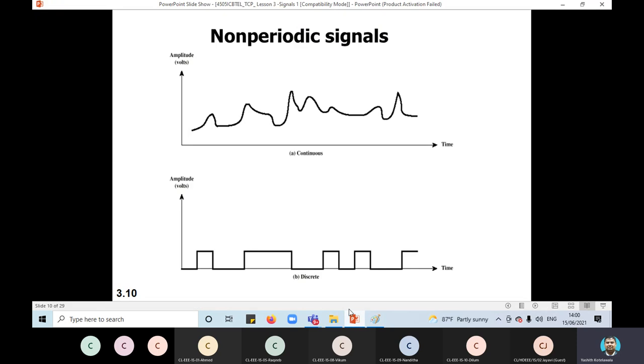Let's move to discrete. Here, you cannot specifically say, this is the wave shape. Why? See the very first instance. The value is zero. But at the next instant, it jumps up to a certain voltage level and is maintained for some time duration.